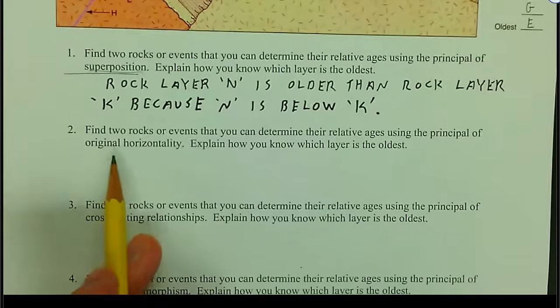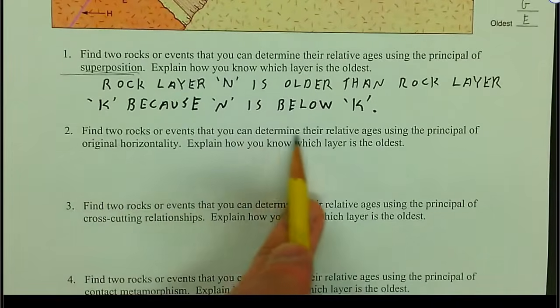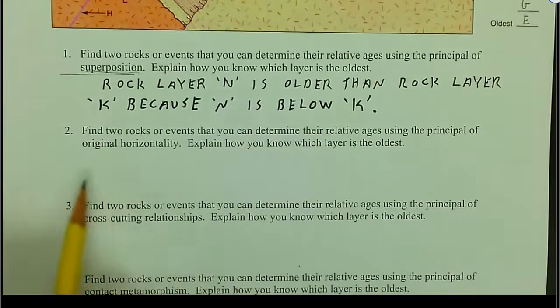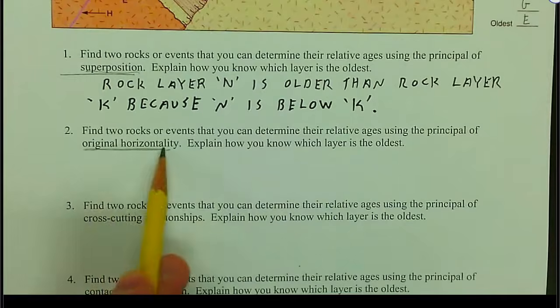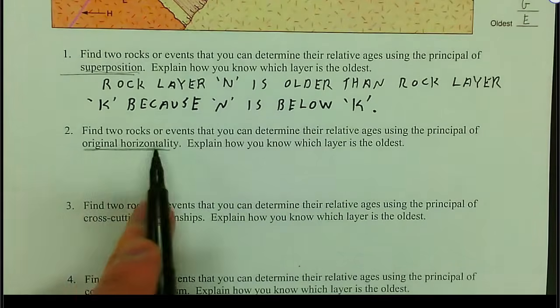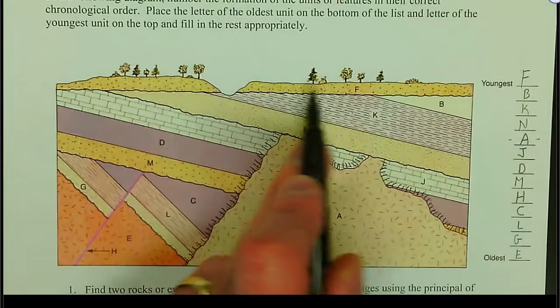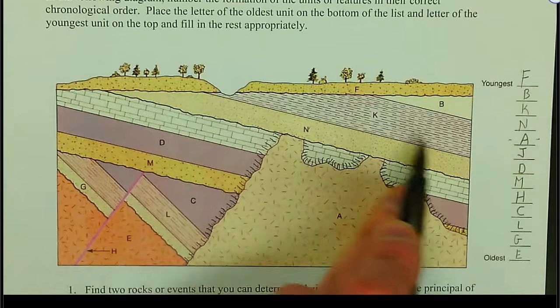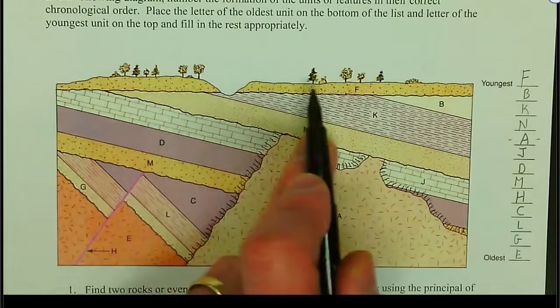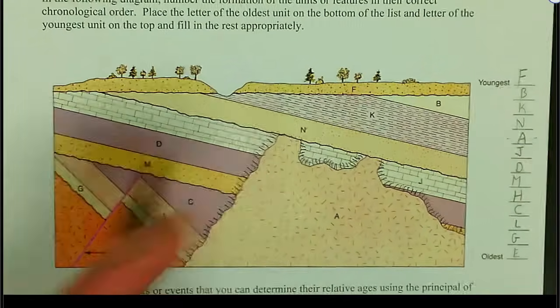The next question says find 2 rocks or events that you can determine their relative ages using the principle of original horizontality. How do I know one thing is older than another based on the fact that rocks are deposited horizontally? I think the best one to use here is I know that F is younger than K because F was not tilted and K was.